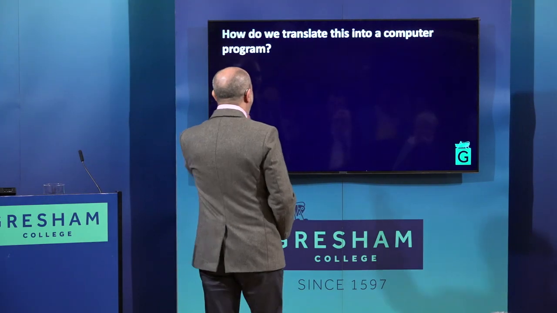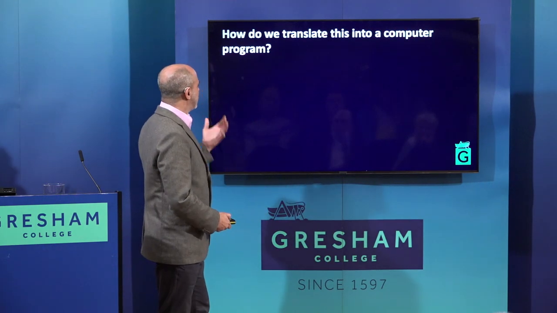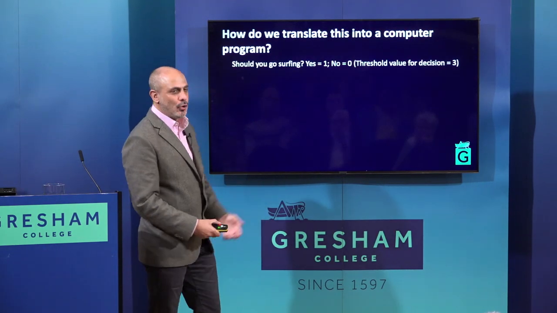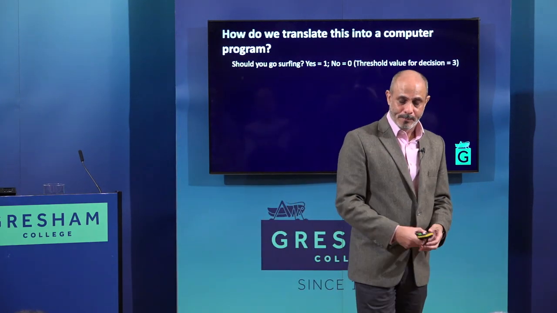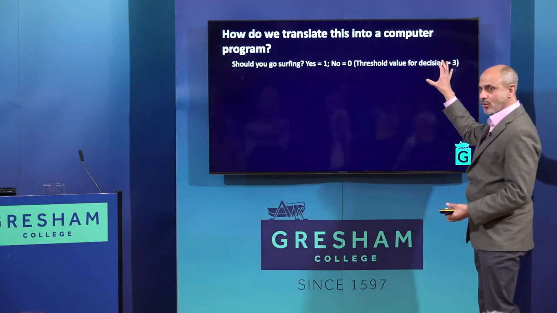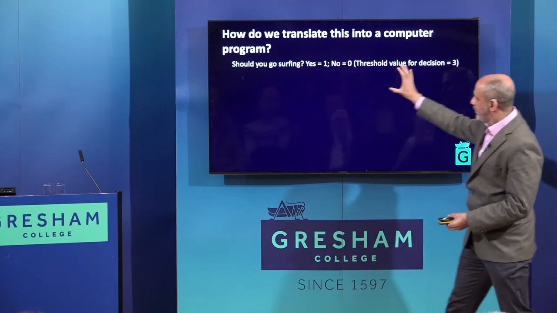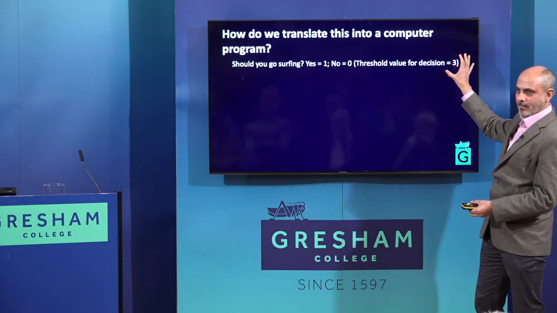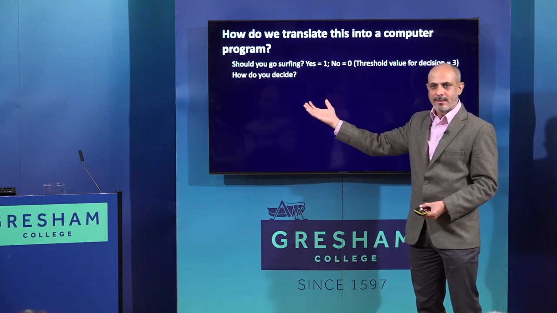Okay, so how do we translate this into a computer program? Let's look at a decision you might want to make. Should you go surfing? Yes for one, and no for zero. First you have to decide a threshold value for a decision. This is called the bias, and I'll talk about that in a bit. But the answer, whatever it is, has to be bigger than 3, okay? So how do you decide this?